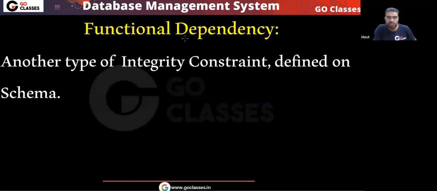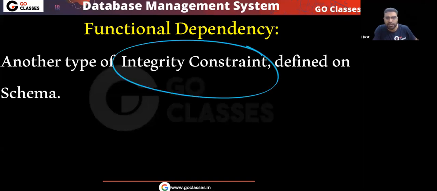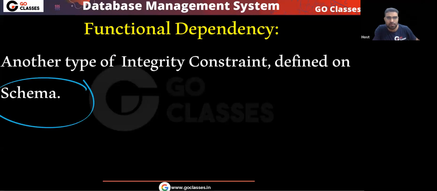So let's see what is this functional dependency. This is another type of integrity constraint. We have already seen many different types of integrity constraints, like referential integrity constraint, entity integrity constraint, and domain integrity constraint. So this is another integrity constraint that we need to study, that is functional dependency. This is another type of integrity constraint defined on the schema. Now let's see what is this functional dependency.